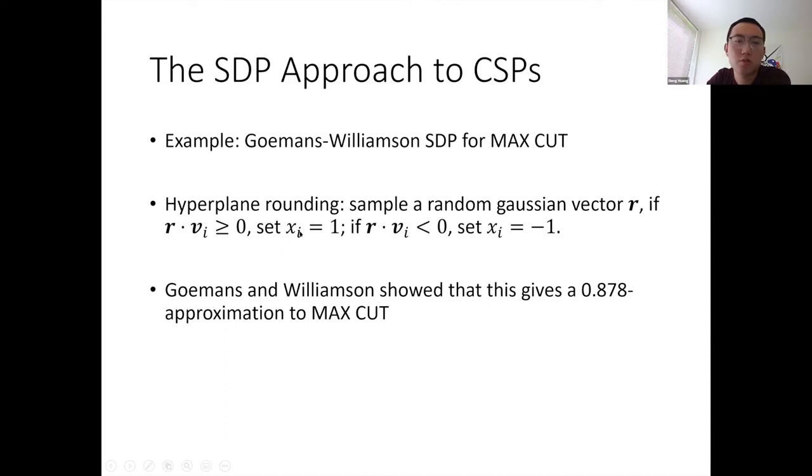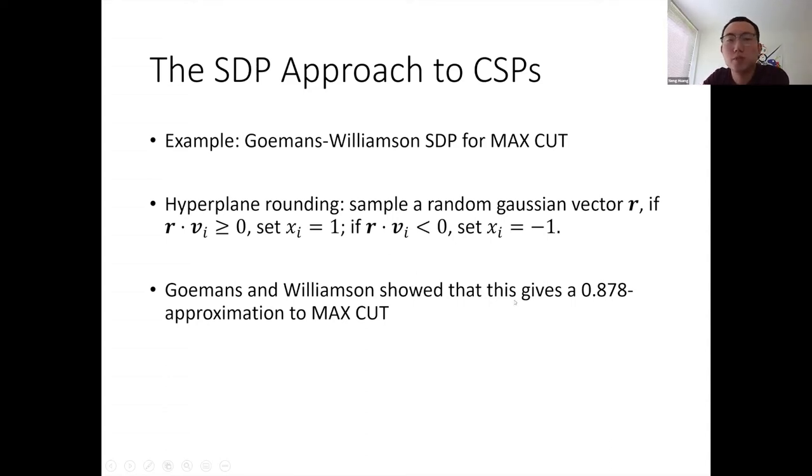For this, they used so-called hyperplane rounding, which is the following procedure. We sample a random Gaussian vector r, and if r dot v_i is positive, we set x_i to be 1, and if r dot v_i is negative, we set x_i to be minus 1. This is called hyperplane rounding because we can think of the Gaussian vector r as the normal vector of a hyperplane. Vectors on one side of the hyperplane will be assigned 1, and vectors on the other side will be assigned minus 1. Goemans and Williamson showed that this gives a 0.878 approximation to max cut.